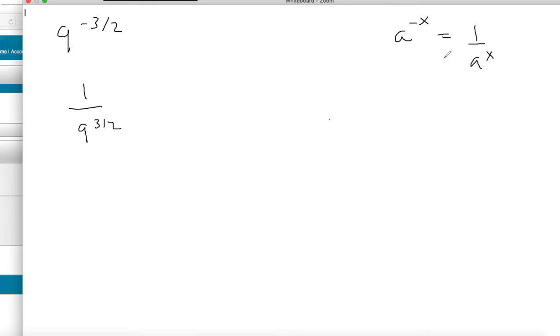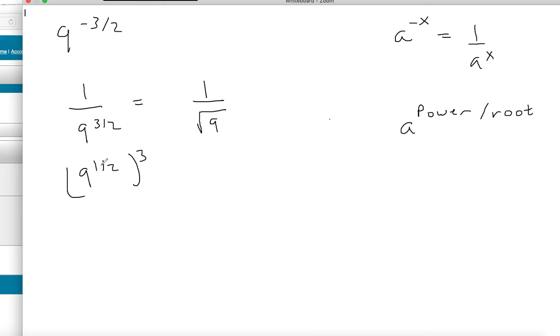And then this 3 halves, a great way to think of that is what you have as a base to the power over the root. And so if you think of that as two separate things, there's a cube and then a square root going on. So another way of writing this, and I tend to do the root first because it makes it smaller before I make it bigger. So I'm going to take that 2, and what I'm doing here is I'm thinking of this as 9 to the 1 half cubed, and then 9 to the 1 half, same thing as square root. And then that's going to be cubed.